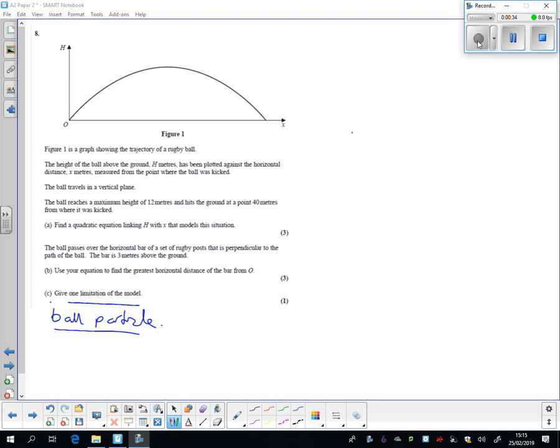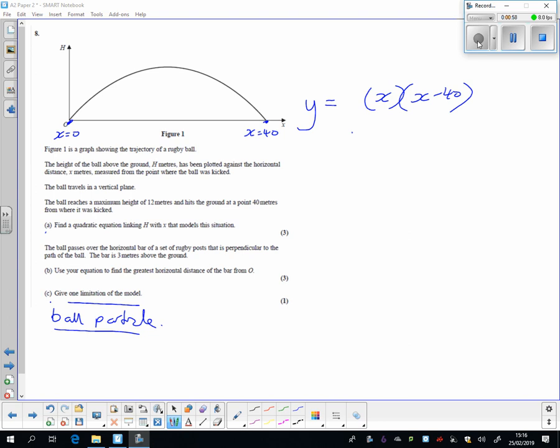To find out what the model was though, you're supposed to notice that here it's crossing at 0 and here it's crossing the axis at 40. So the parabola we've got here, the x squared curve that we've got here, is going to have a factor of x and a factor of x minus 40 here. So y equals that would be a start.